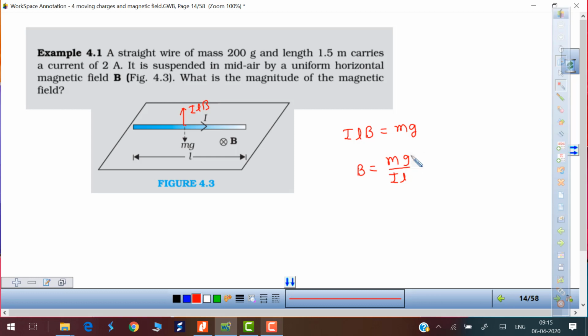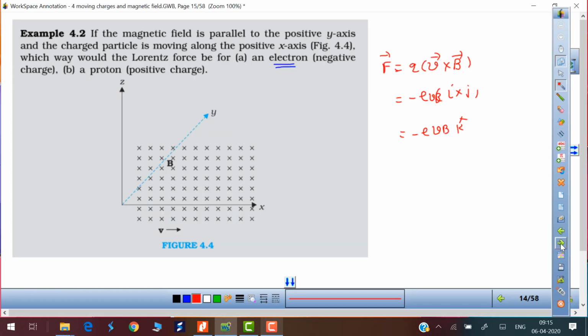You be careful, all units must be in SI system. That is, you have to take the care. All units must be in SI system. Here mass is given in gram, so you have to convert into kilogram.